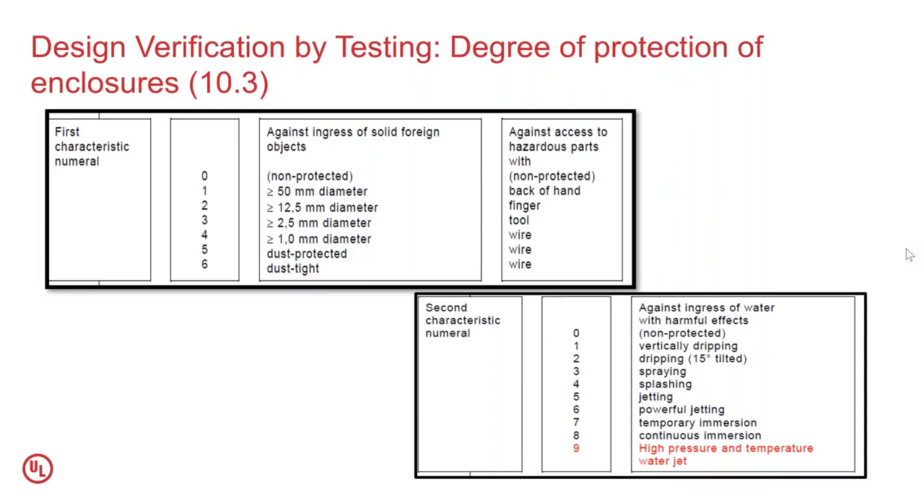Spray means if I spray the water, what can be affected? Splashing, water jet, powerful jetting, temporary immersion, continuous immersion, high pressure and temperature water jet. Depending upon the severity of the water, you can declare my IP rating. It means the switchboard is declared based on what severity the end user wants, just like what severity I'm going to construct my home for. In the same way you can develop or design IP for your panel.